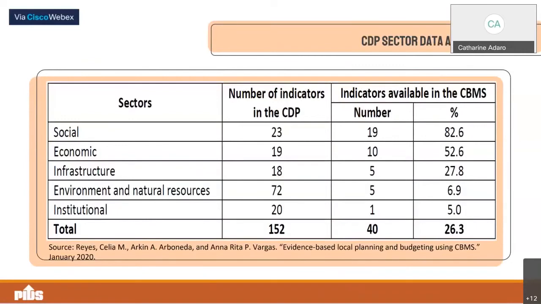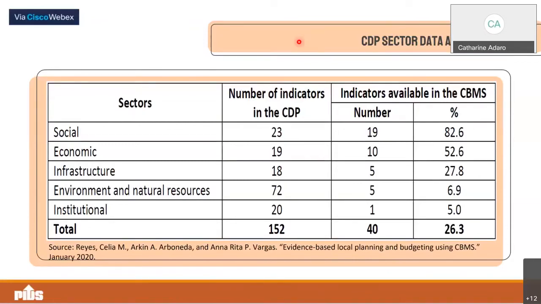Next slide, please. This slide, along with the two succeeding slides, are some findings of a related PIDS study by Dr. Reyes, Mr. Arkin Arboneda, and Ms. Rita Vargas on evidence-based local planning and budgeting using the CBMS. So in their study, the team did a desk review of the DILG prescribed guidelines on the local planning process to determine and evaluate data availability and to assess the applicability of the CBMS in addressing data gaps in the local development planning. They also looked into data available from the CBMS that corresponds to indicators of the GAD database, or the Gender and Development Database, and that of the Sustainable Development Goals or SDGs.